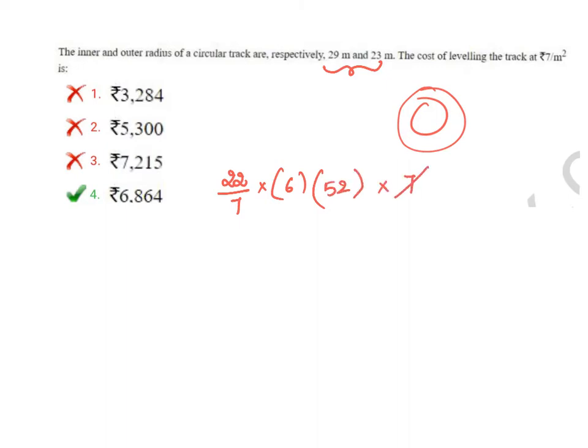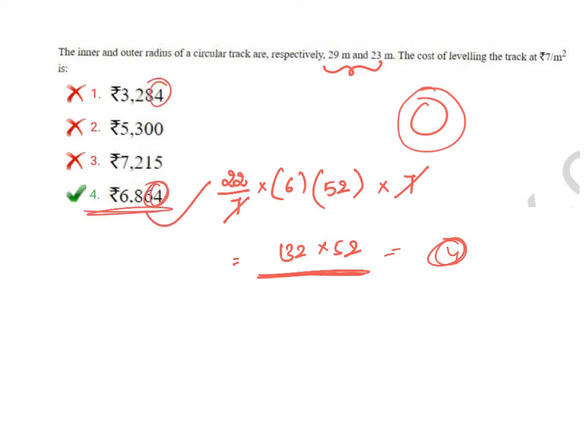Into anyway 7, 7, 7 gets cancelled. You got 132 into 52. So it is nearly going to more than 6,000 and the unit digit is 4. You can multiply and see. There are two numbers with unit digit 4. But you can go with 6,000 because it is not going to be 3,000 something. It's going to be 6,000. That's a common sense that you can answer it.